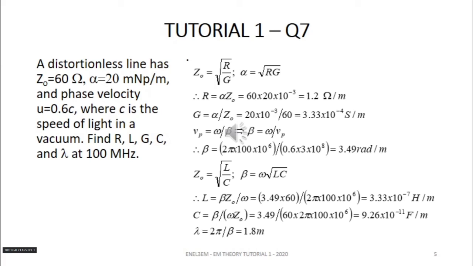Now, your guided wavelength, lambda, and that's what is being asked for here, is 2 pi over beta. Remember, beta determines the phase velocity, because phase velocity is omega over beta. We've seen that before. And therefore, beta has been determined from the phase velocity, and therefore lambda is 2 pi over beta, which in this case is 1.8 meters, because it's 2 pi over 3.49. And that gives us 1.8 meters.